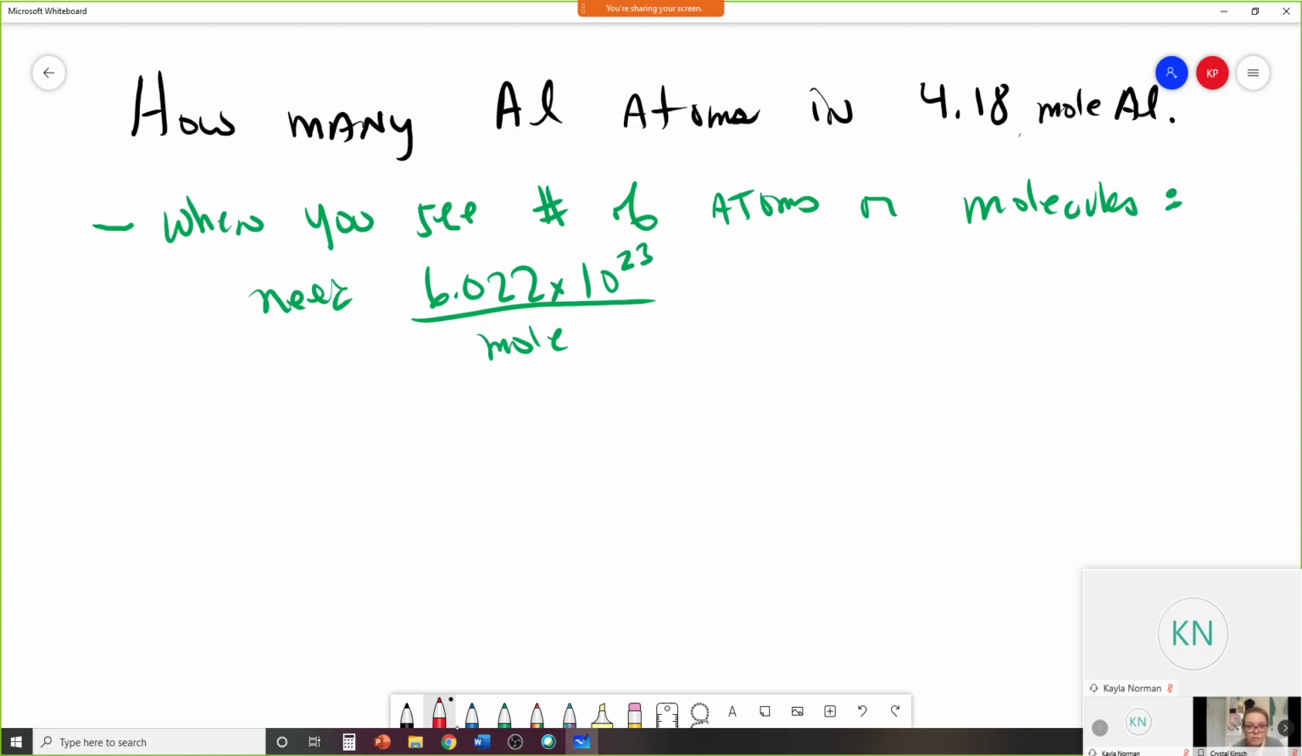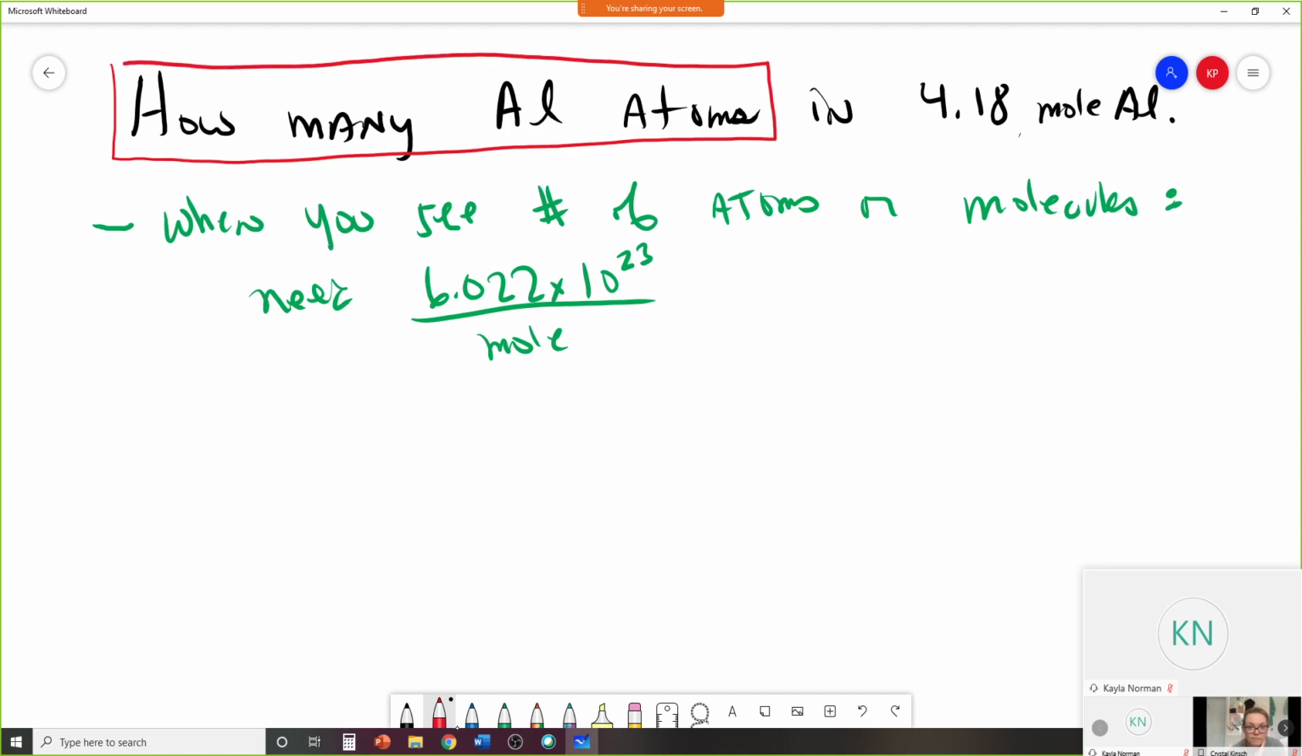Now, do I see number of atoms or molecules? I sure do. How many aluminum atoms? I see that, so I know I'm going to need that. That is a conversion factor, so I know I have that, and I already wrote it down. You would have to automatically write it down.